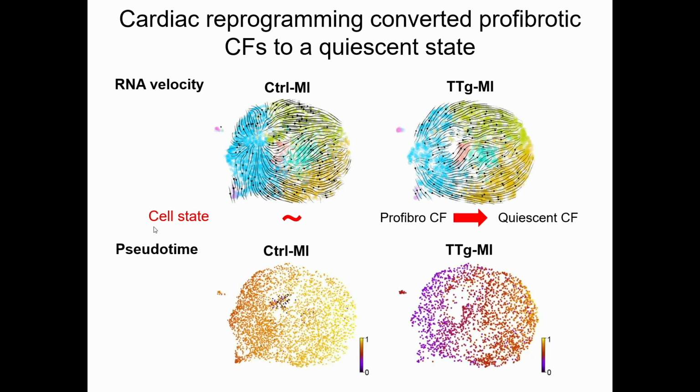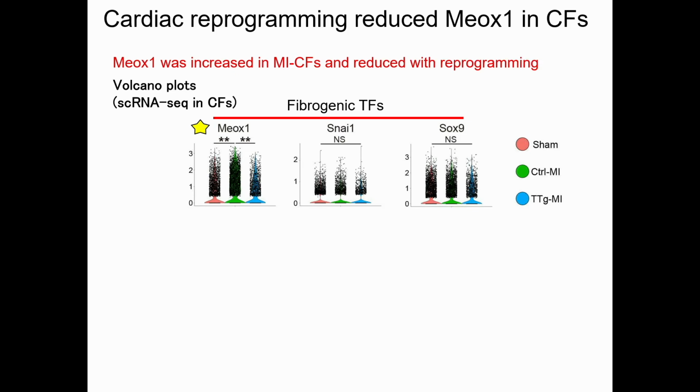We tested this more quantitatively by pseudo-time analysis, and as you can see here, the triple transgenic mouse shows more broad expression of colors, suggesting this cell state is changed in triple transgenic mouse. So these results suggested that cardiac reprogramming converted profibrotic CF to a quiescent state. It's a kind of conversion of fibroblast state by cardiac reprogramming. Next question is why cardiac reprogramming can change CF cell state.